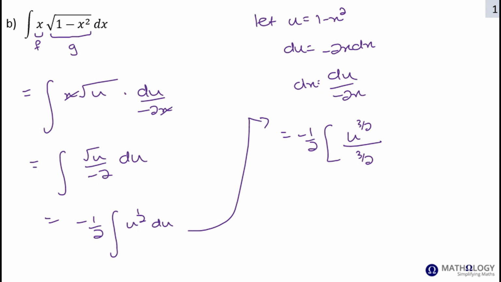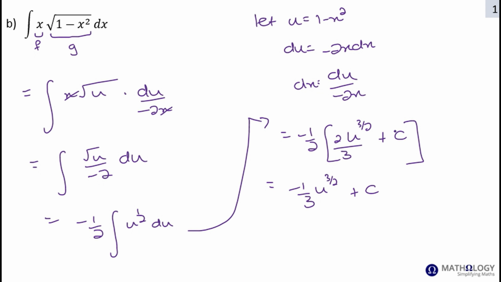which is really the same as multiplying by 2 divided by 3. And we can add a constant of integration. So this will give us minus a half times 2/3 will be minus a third u to the 3 over 2 minus a half times the arbitrary constant c. It's just another arbitrary constant, so we'll just keep it as c. You can call it whatever you want, but it really doesn't make a difference because it is an arbitrary constant.